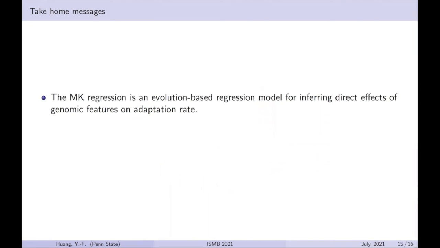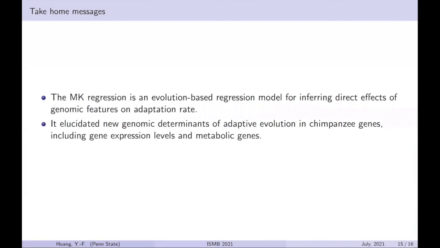So in summary, the MK regression is a powerful framework for inferring direct effects of genomic features on adaptation rate. It elucidated new genomic determinants of adaptive evolution in chimpanzee genes. Those new genomic determinants include gene expression levels and metabolic genes.